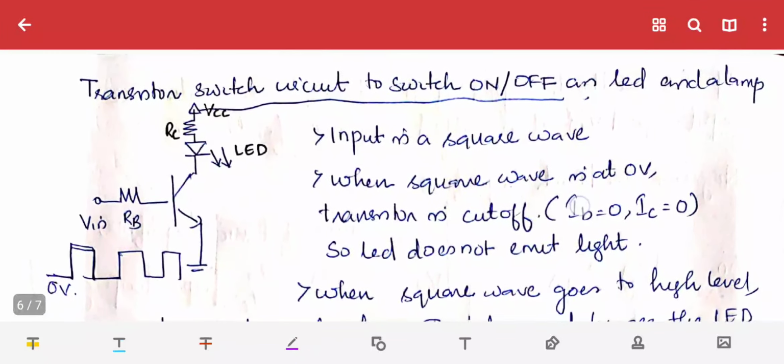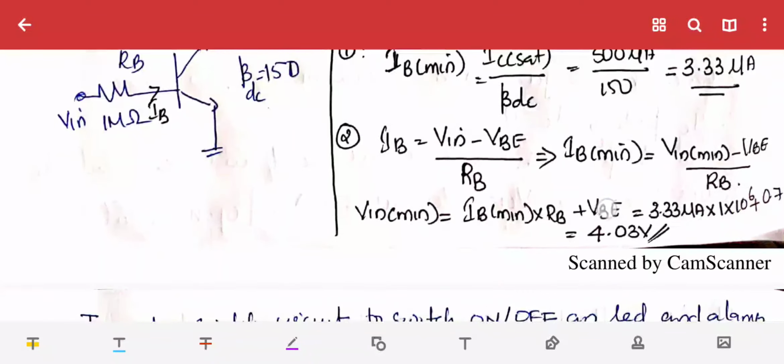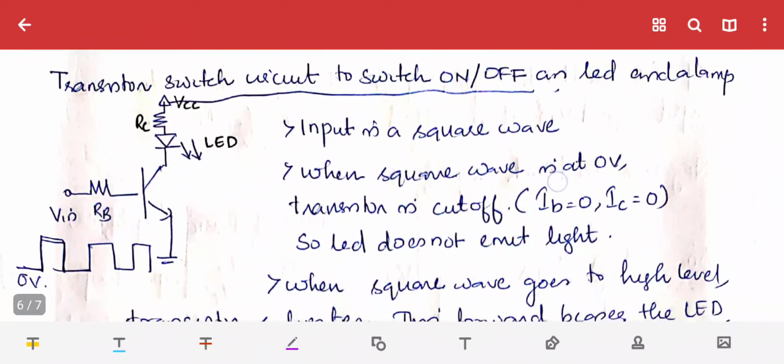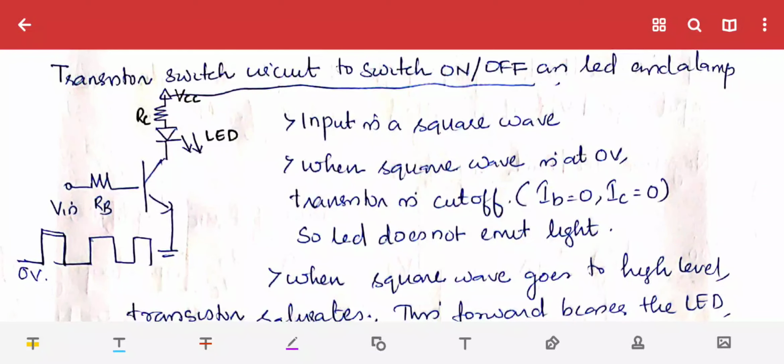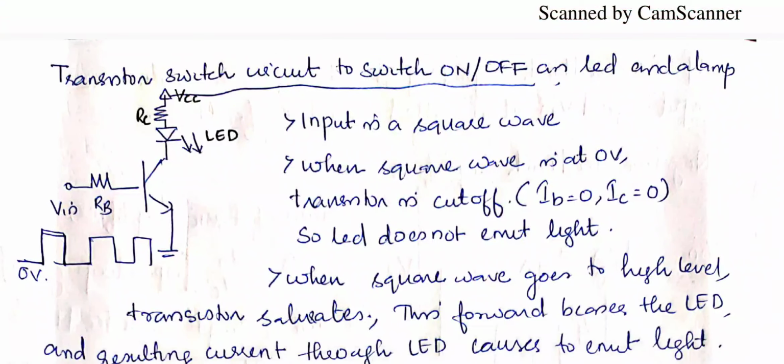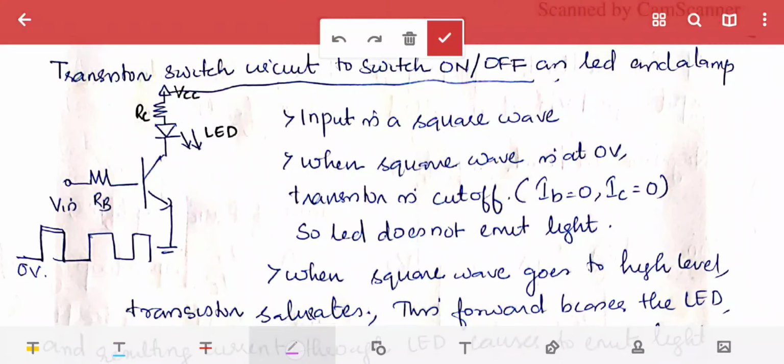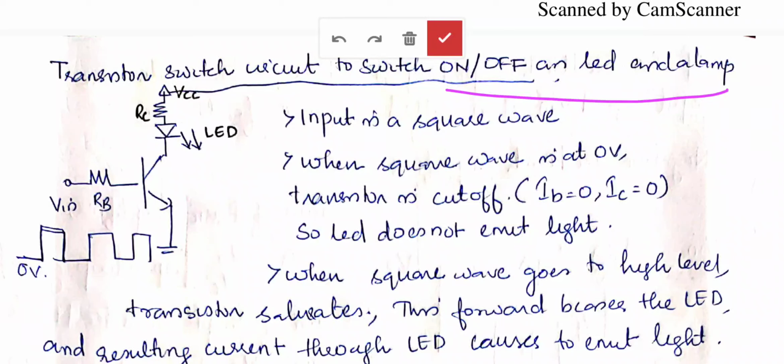So next, one more problem that we will see at the end. Next, one more application of a transistor as a switch: a transistor switch circuit to switch on and off an LED lamp. So here we are using this transistor as a switch to turn on and off an LED and a lamp. Here in this example, an LED is shown.